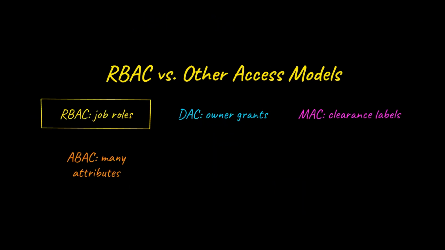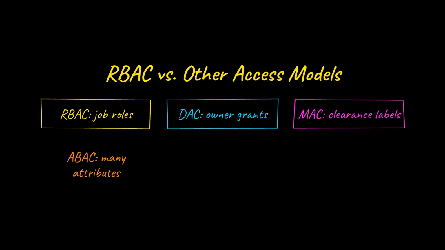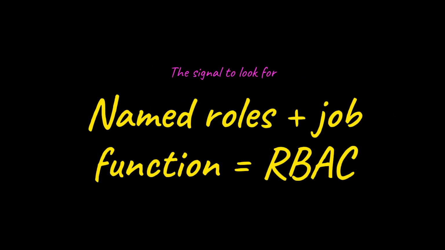The key exam distinction is knowing which model fits a scenario. Discretionary access control lets resource owners grant access individually. Mandatory access control enforces central security labels users cannot override. Attribute-based control evaluates context like time and location. RBAC uniquely uses named roles tied to job function as its organizing principle. When an exam scenario describes access granted through named roles tied to job categories, that is RBAC. The indirection from user to role to permission is what makes large-scale access management practical, and it is the concept exam writers are testing.